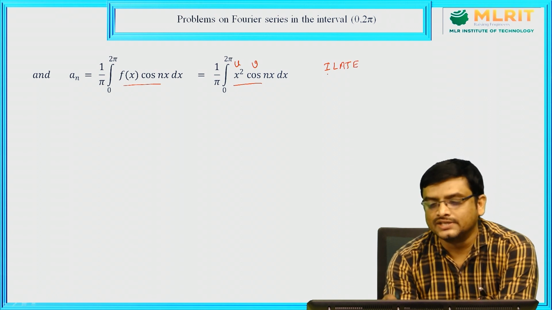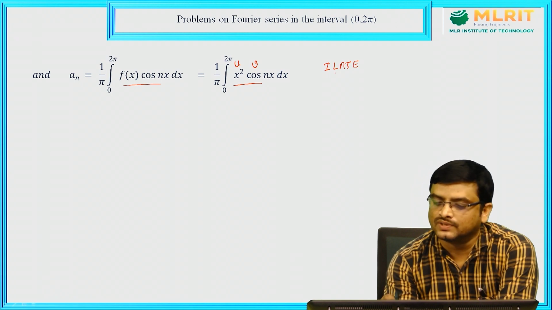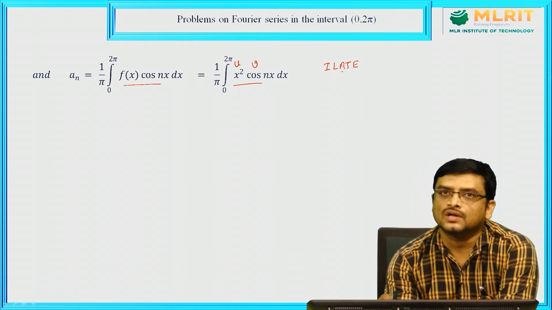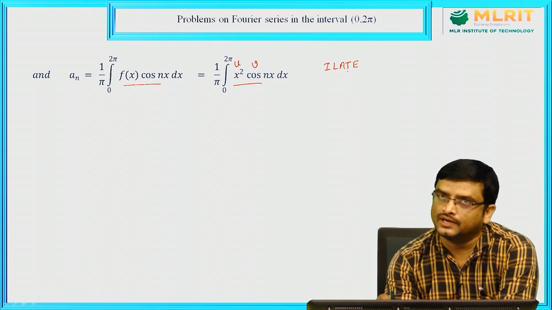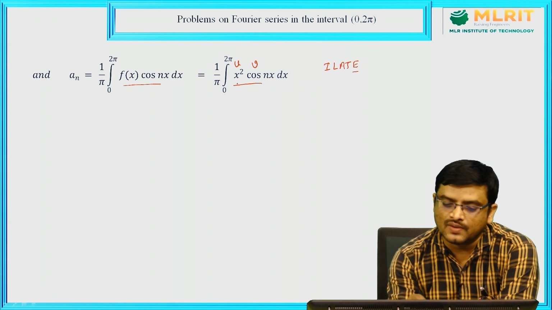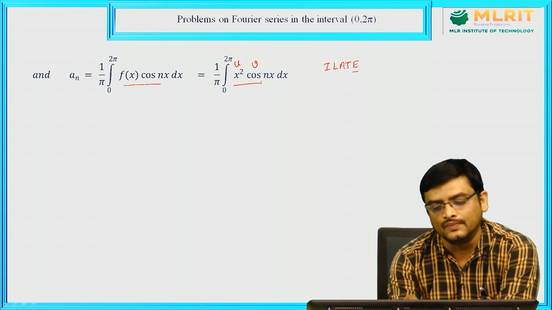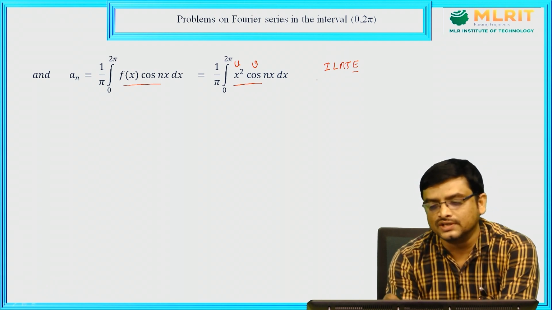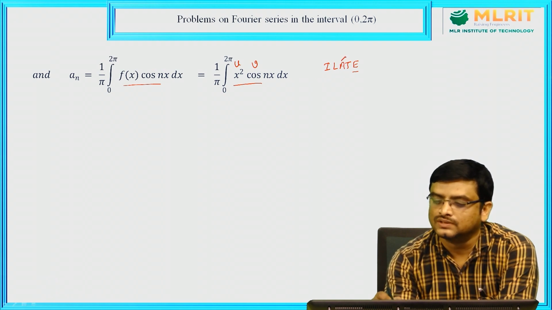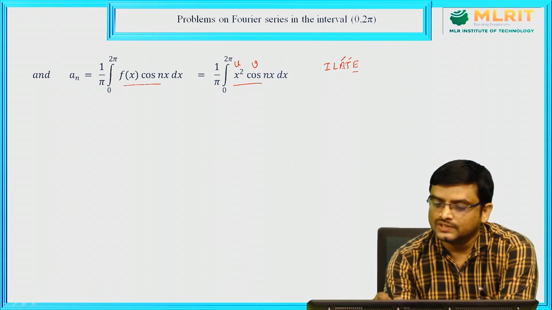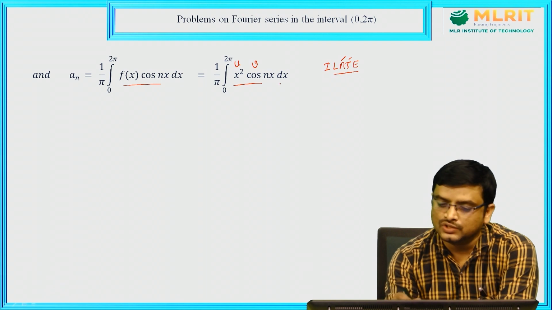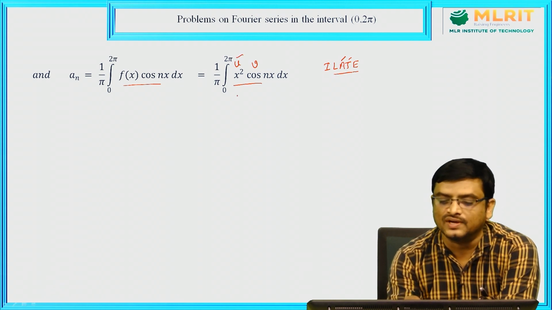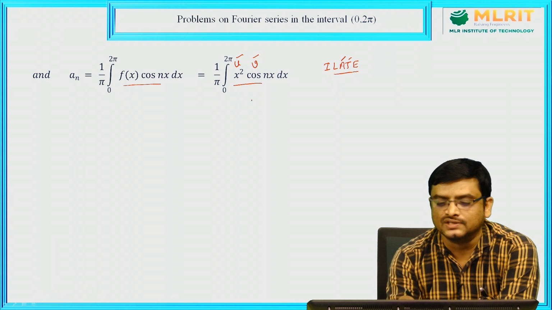ILATE. So I stands for inverse functions, L stands for logarithmic functions, A stands for algebraic functions, and T stands for trigonometric functions, and E stands for exponential function. So here we are having algebraic function and trigonometric function. Out of these two functions, the algebraic function comes first in this word, and then the trigonometric function comes. So since algebraic function is coming first compared to this trigonometric function in the word, so we will consider that function, algebraic function, as u, and that remaining function as v.